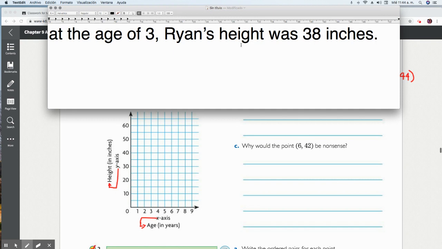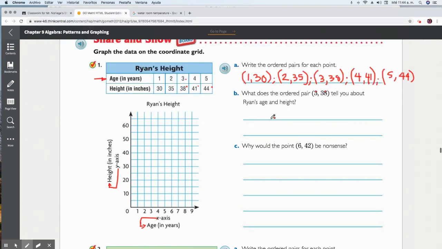So that's for letter B. Of course, you can pause the video right now so that you can copy this answer in your book for letter B. Now letter C. Why would the point 6, 42 be nonsense? Why would this be nonsense? 6 years old, 42 inches. Why would it be nonsense if we add another point right here, another ordered pair? Look at the last one. When he was 5 years old, he was 44 inches.